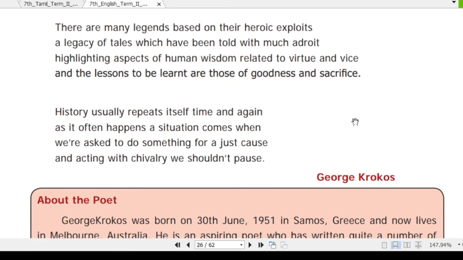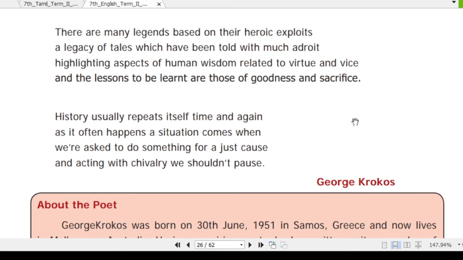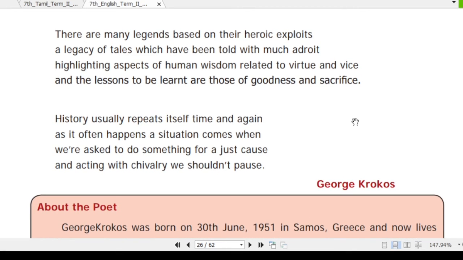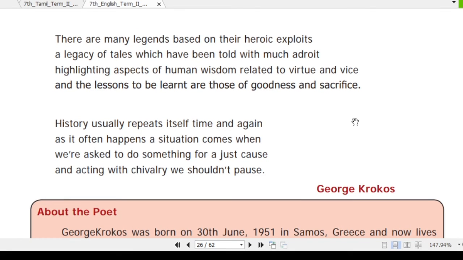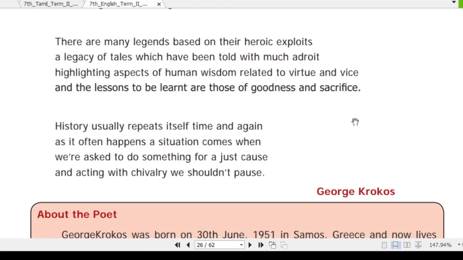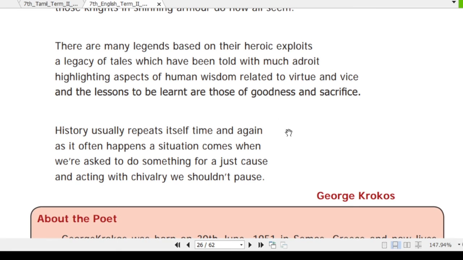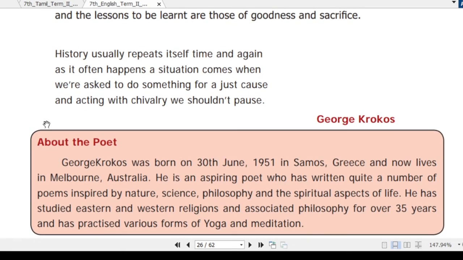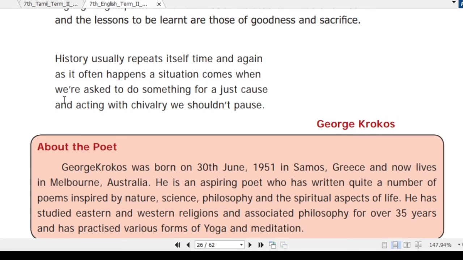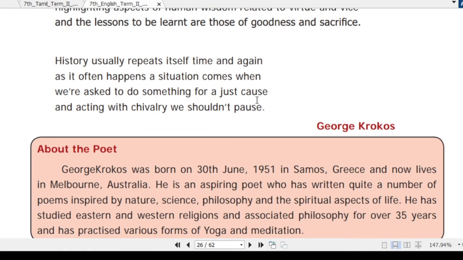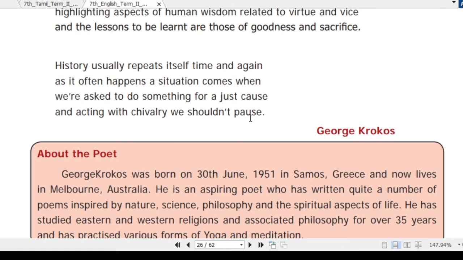There are many legends based on their heroic exploits, a legacy of tales which have been told with much adroit, highlighting aspects of human wisdom related to virtue and vice, and the lessons to be learned are those of goodness and sacrifice. History usually repeats itself time and again, and it often happens a situation comes when we are asked to do something for a just cause, and acting with chivalry we shouldn't pass.